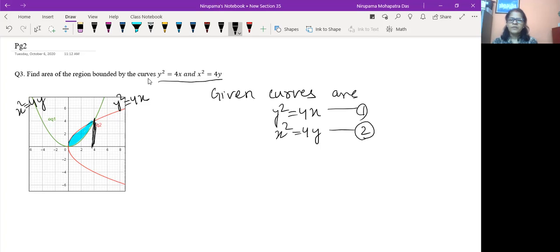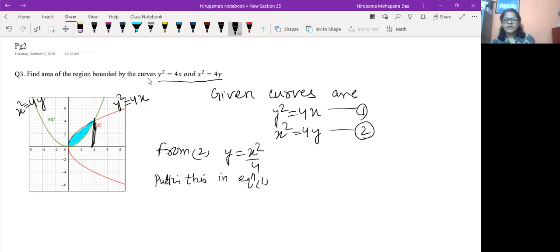Here you can replace x or y. I would prefer to replace y. Now from equation 2, y equal to x square by 4. Putting this in equation 1, we can write y square means x to the power 4 by 16, so x to the power 4 by 16 equal to 4x.